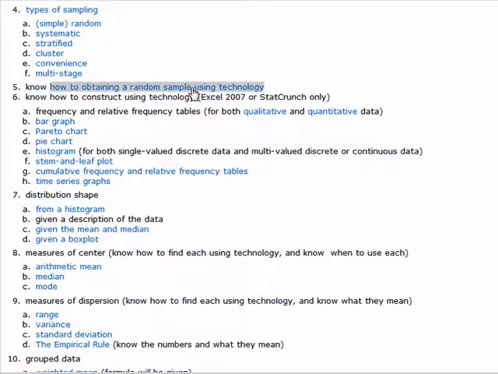For how to obtain a random sample using technology, the only thing I can really do here is ask you to describe to me how you would do it, because I don't know how I could know whether a particular sample is random. Actually, there are ways, but it's nothing I'm going to do. So I might ask you to describe how to find a random sample.